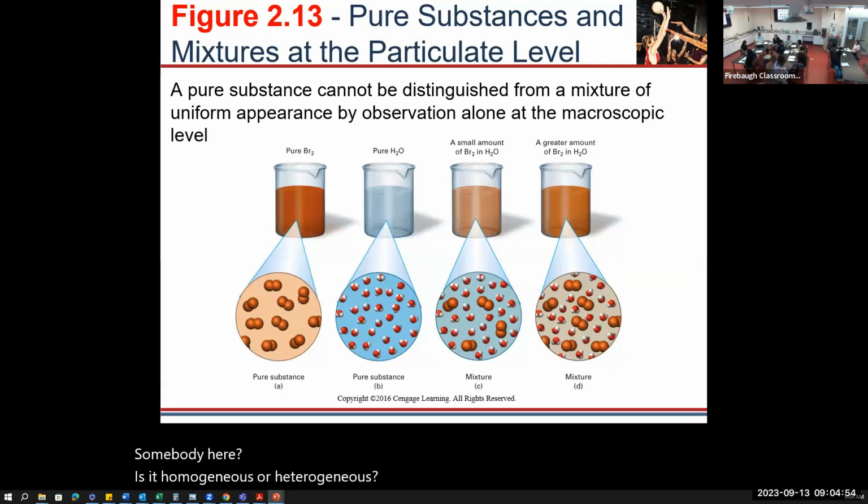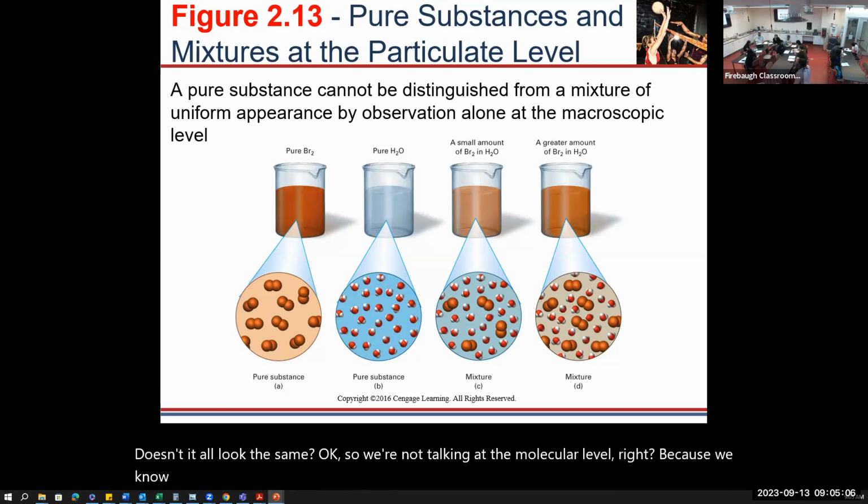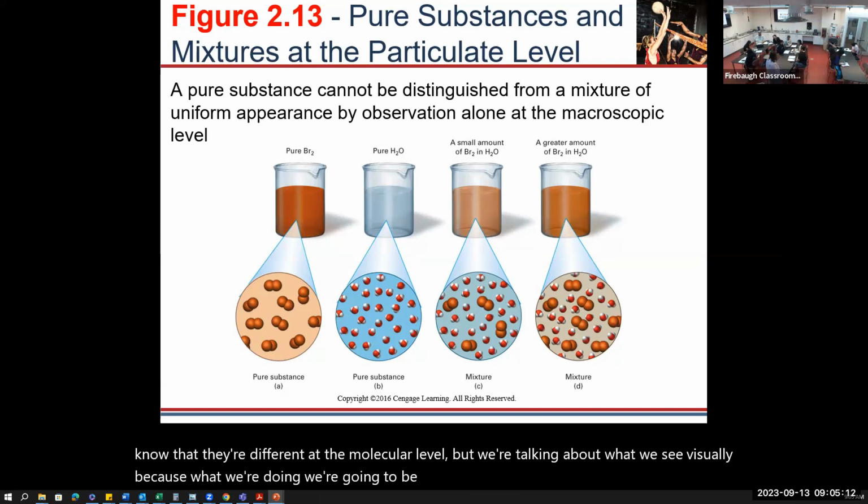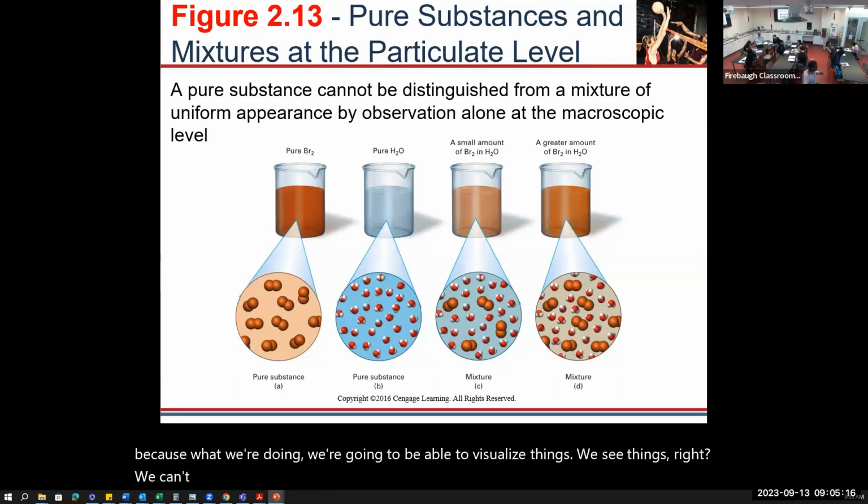Is it hetero? Look at it, look at the glass. Doesn't it all look the same? Okay, so we're not talking at the molecular level, right? Because we know that they're different at the molecular level, but we're talking about what we see visually. Because what we're doing, we're going to be able to visualize things. We see things, right? We don't have such high technology in this lab that we can actually look at the individual atoms and see that, well, this is two different atoms.